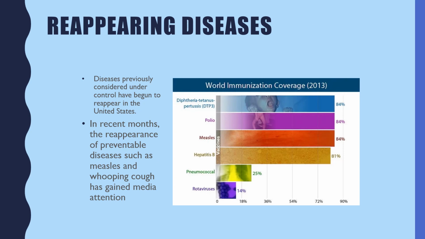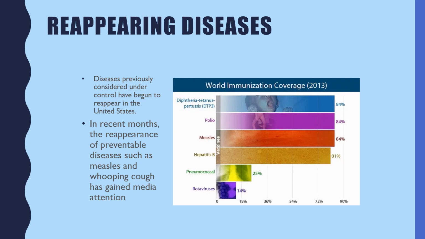Then we have our reappearing diseases, and two that there's kind of a buzz about are measles and whooping cough, or pertussis. And this is really sad, and it's 100% preventable because we have vaccinations for these. The CDC at one point indicated that measles and whooping cough had been eradicated. However, parents are not getting their children vaccinated according to public health recommendations. And so these guys are making a comeback, unfortunately.